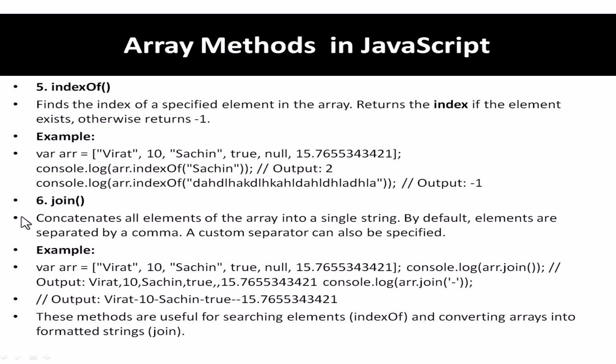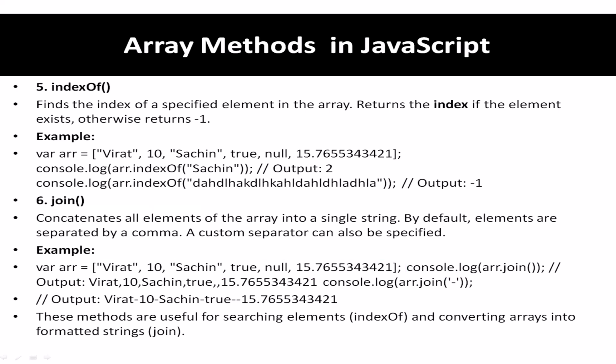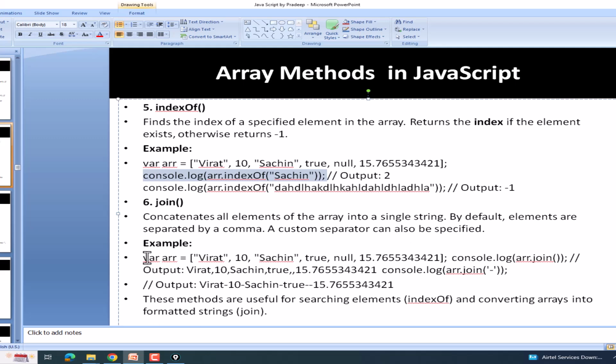Next one is join. So you can join the particular elements. It concatenates the elements inside the array. For example, if you want to use array dot join, you can view the joined elements. For example, array variable equal to, so you are having this kind of elements. Now if you are going to print console.log, you can get the array dot join. It means it is going to show what elements it has joined.